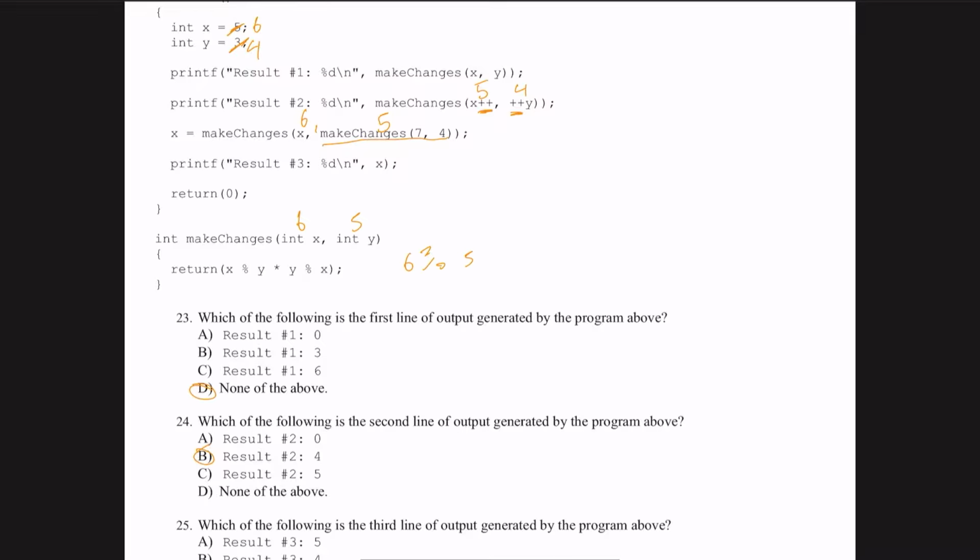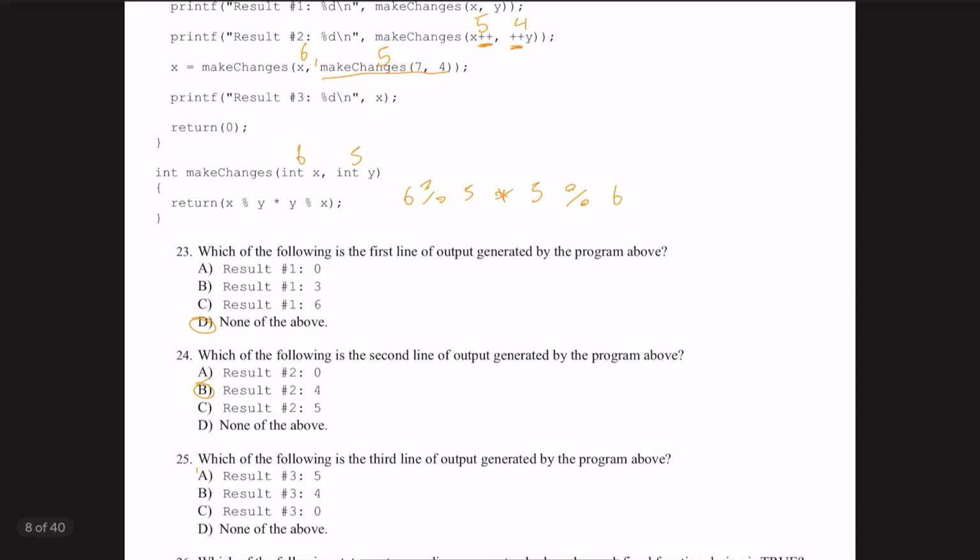6 mod 5 is going to be 1. 1 times 5 is going to be 5. 5 mod 6 is going to be 5. Therefore, our answer is A, 5.